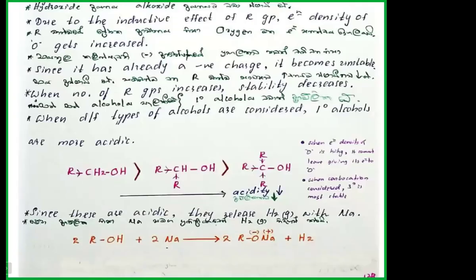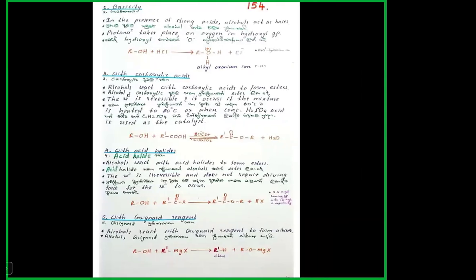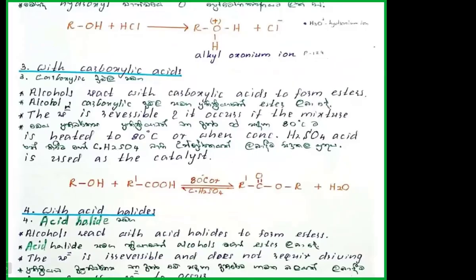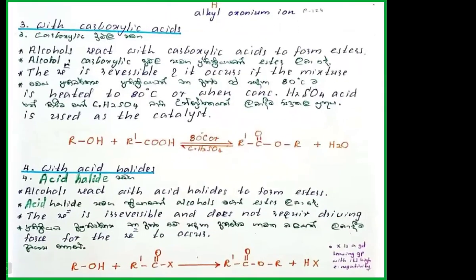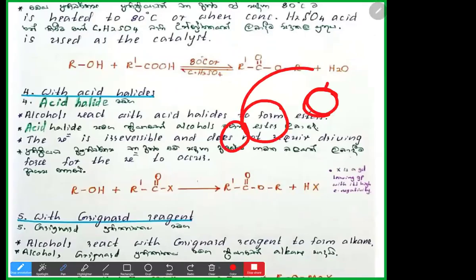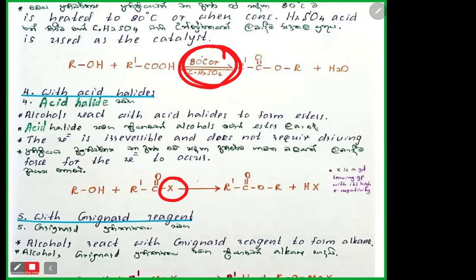Why are they acidic? Because they react with sodium to release H2 gas. They are not reacting with sodium hydroxide. Some sort of basicity is there; they react with more acidic compounds, getting H pluses from them. With carboxylic acids, they are making esters, and with acid halides, they are making esters. But acid halides are stronger, so you don't want an external driving force like 80 degrees Celsius or heating, but you need that with carboxylic acid.